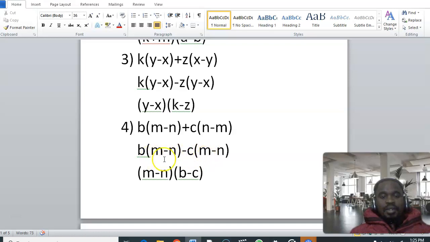They are common. m minus n, m minus n. So you write it once, m minus n. You bring your brackets. We have our b minus c.